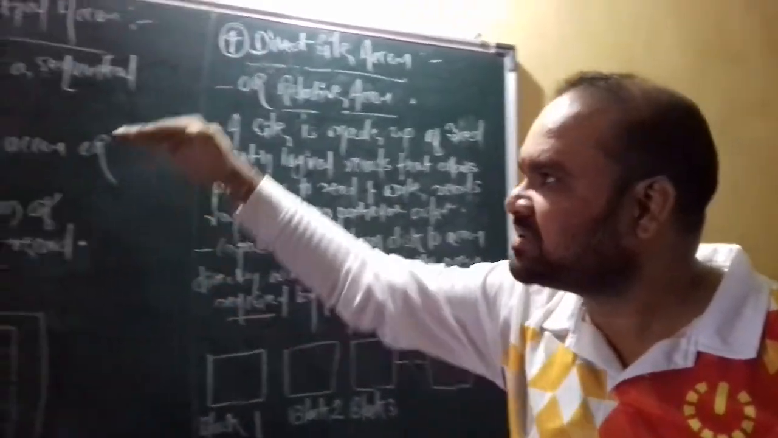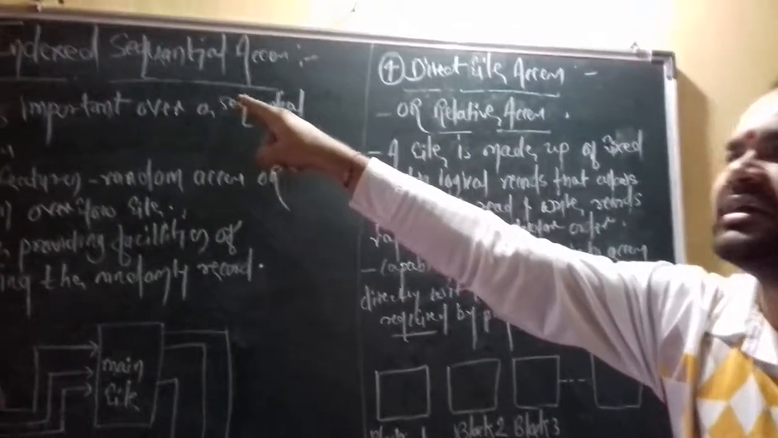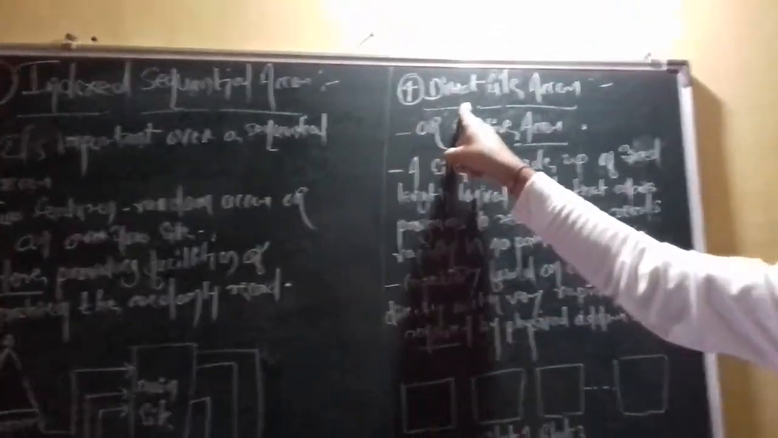Okay, this is a very simple explanation regarding index sequential access, and the last one is direct file access.